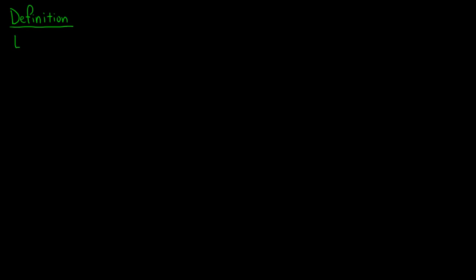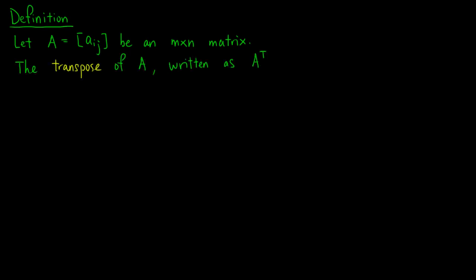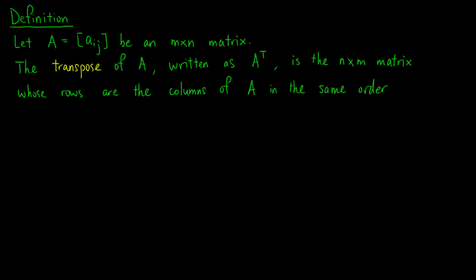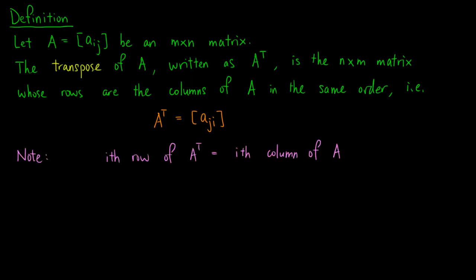Now let's talk about transposition. Let A be an n by n matrix with entries a_ij. The transpose of A, written as A superscript T, is the n by n matrix whose rows are the columns of A in the same order. That is, A transpose has the entries a_ji. This means that the ith row of A transpose equals the ith column of A. It is also true the other way round. That means the jth column of A transpose equals the jth row of A.